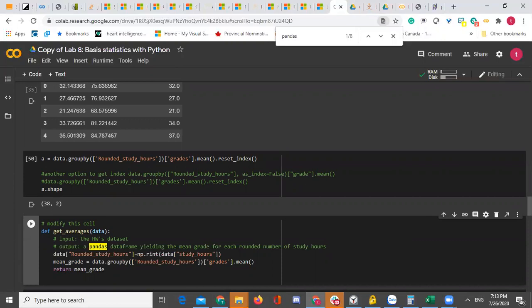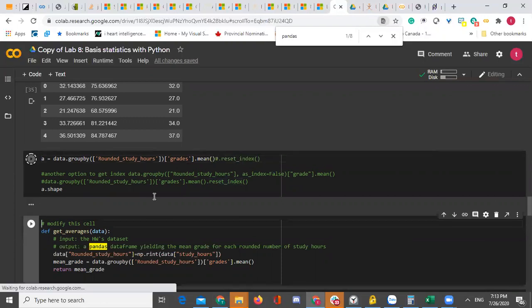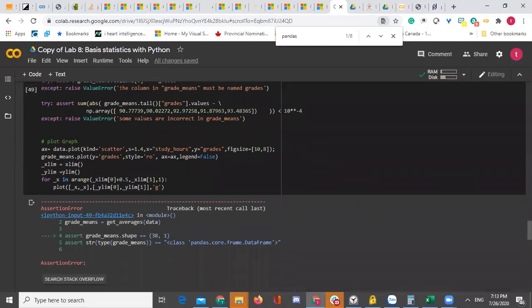So now comment the reset index, dot reset index. Add hashtag in front of. No, just add the symbol hashtag in front of dot. Dot reset index, hashtag. Yes. Execute. 38. Yes, it should be equal. Go below. Try to scroll down in the assertion set. It should work.